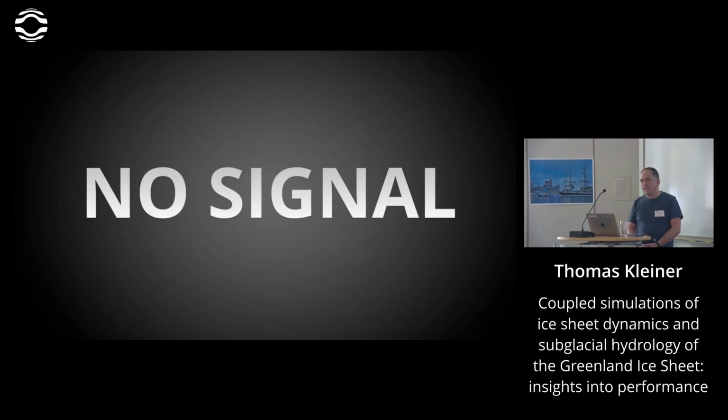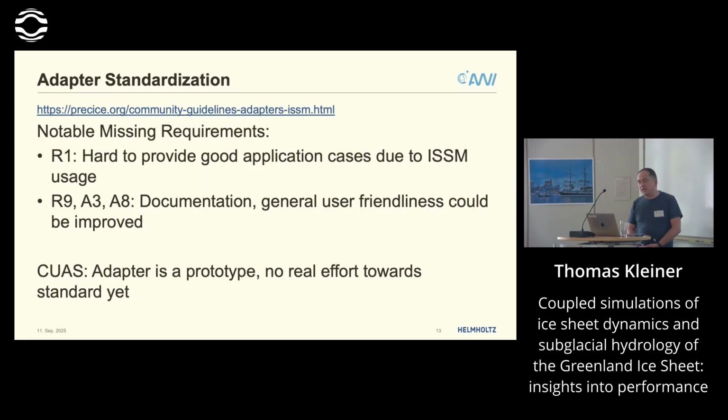Then R9 is about error handling. It's not yet nice, basically. It's not consistent. And of course, documentation. Documentation always depends on the time and effort people can put into it. I think it's doable, of course. The CUAS adapter is still a prototype, and there are no concrete plans to go through the procedure, at least not yet.